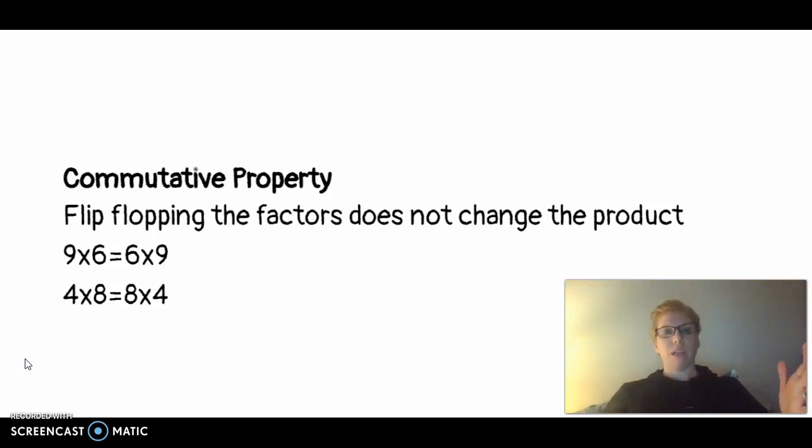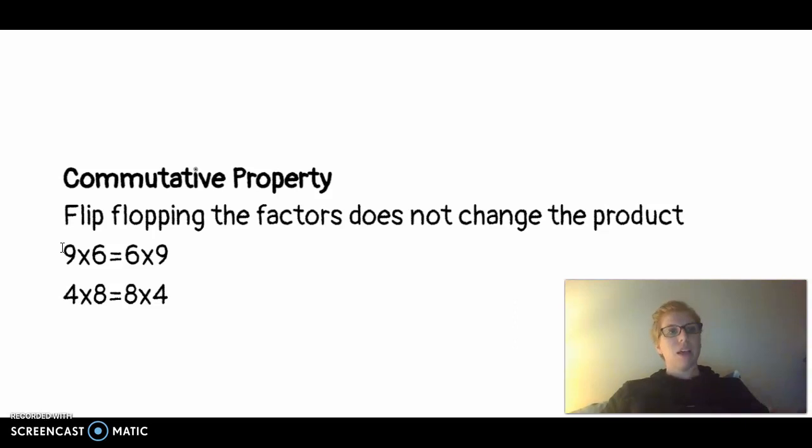We talked about commuting higher and down the highway. People go down the road, they go back and forth. So when you see commutative, that means you can flip-flop things, flip-flop the factors, but the product, which is the answer, does not change.